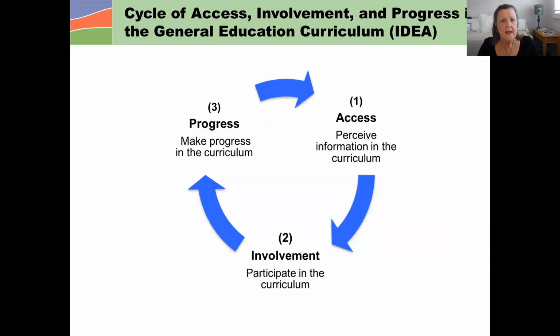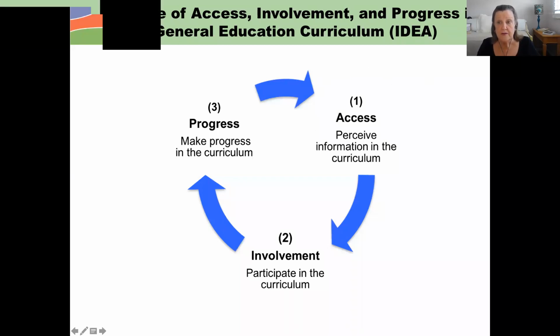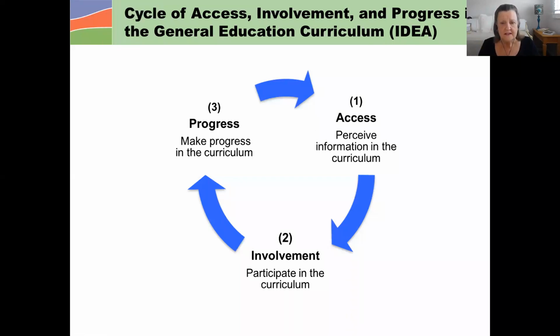So within the IEP development, there's a cycle of access and involvement and progress in the general ed curriculum that is available and must be available to every student. So this is that circle, and for me, you're always looking at going up and up and up. And of course, we see that access is just the beginning of involvement. But if you don't have access, it's very difficult to be involved. So each of these is dependent on the other.